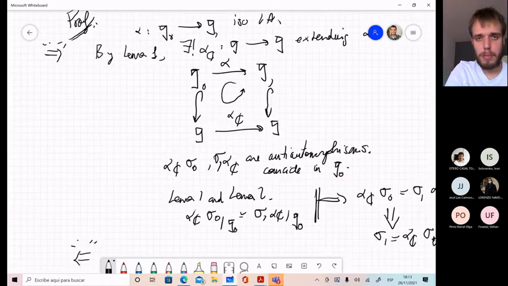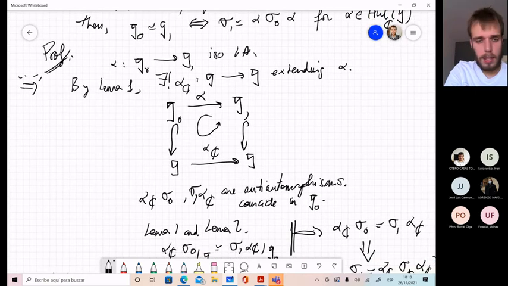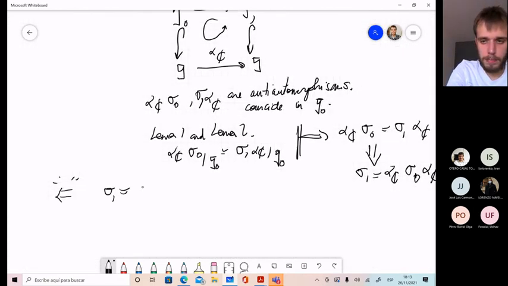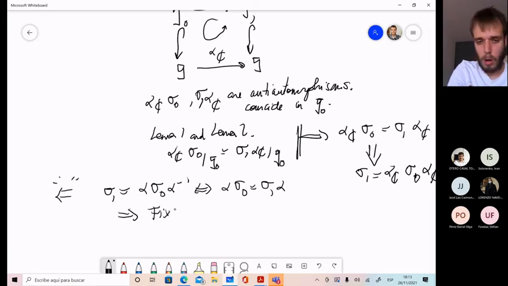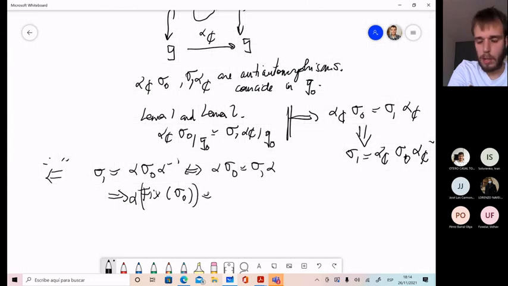Now, for the other implication, we assume that we have this equality. This is the same as this. And now this implies that the set of fixed points of sigma 0, well, the image under alpha of this subspace is contained, but by dimension reasons it has to be equal to the set of fixed points of sigma 1, okay?